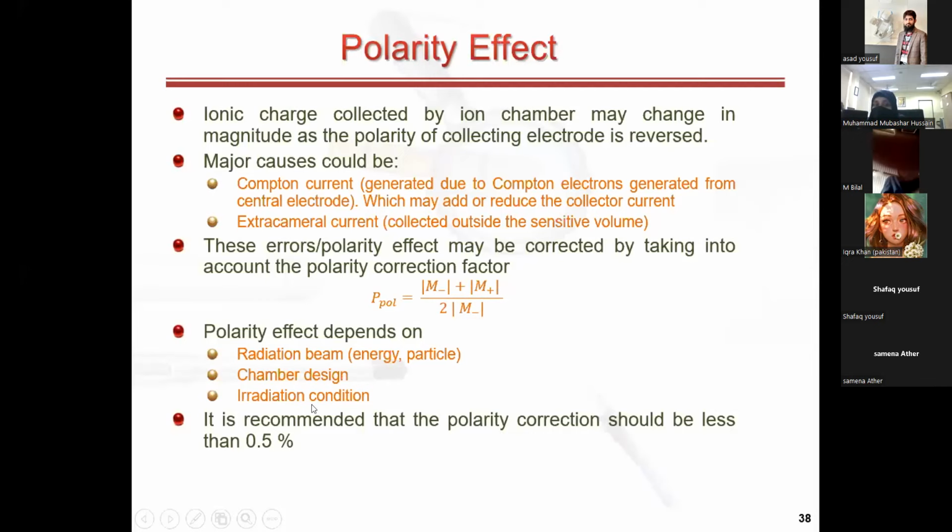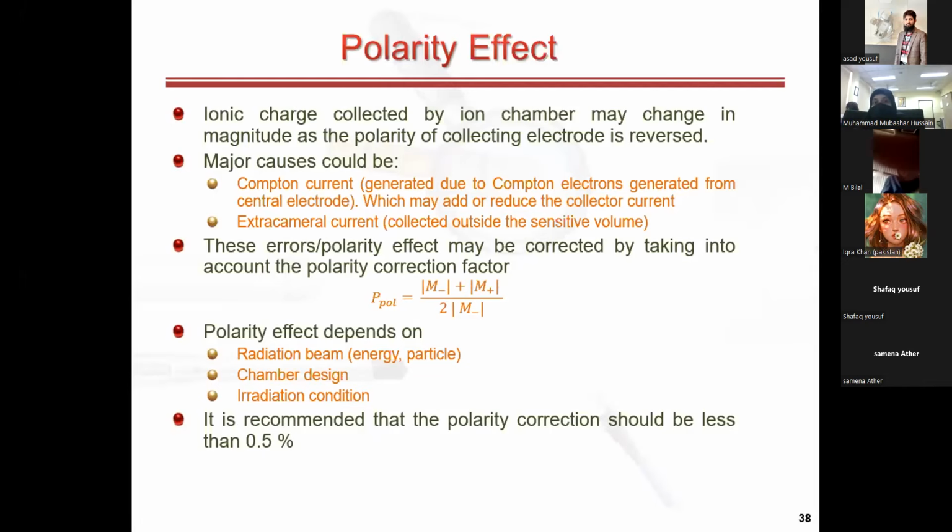It also depends upon the irradiation condition. If the chamber direction is perpendicular to the radiation beam, the effect would be less due to lesser extracameral current. If the chamber orientation is along the axis of the radiation beam, then high extracameral current would be produced and the polarity effect would be higher. However, at least for reference dosimetry, it is recommended that we use an ion chamber whose polarity effect is less than 0.5%. This is a characteristic of a reference ion chamber.